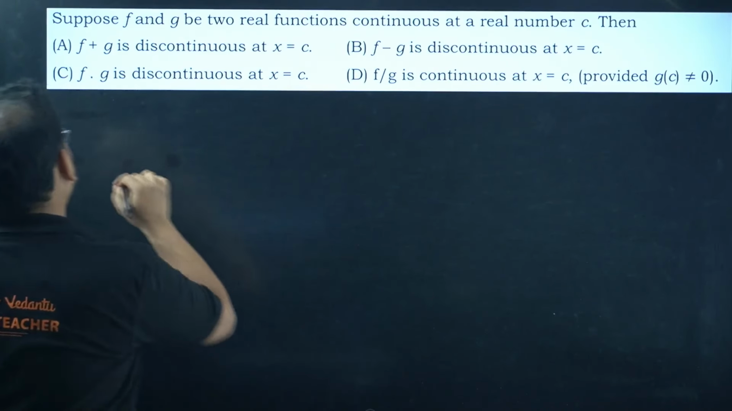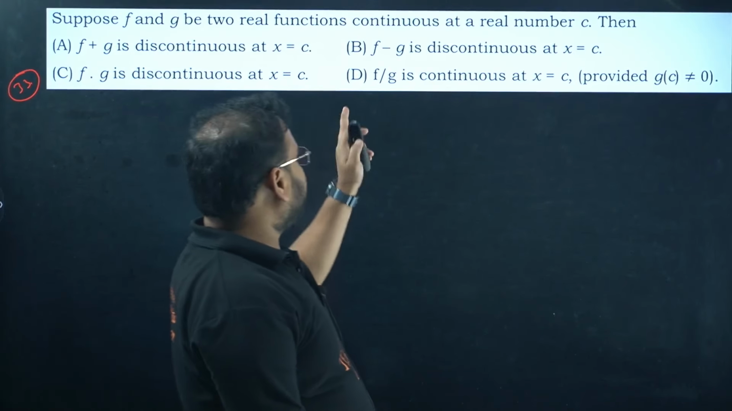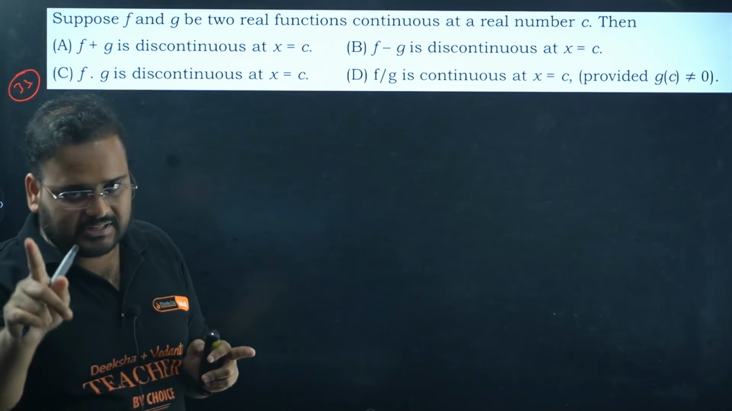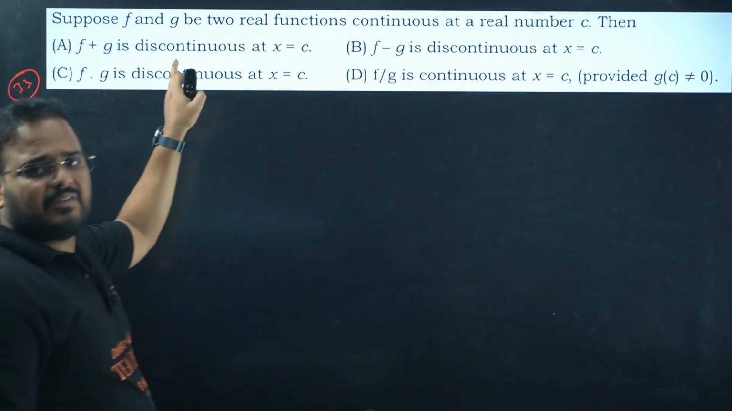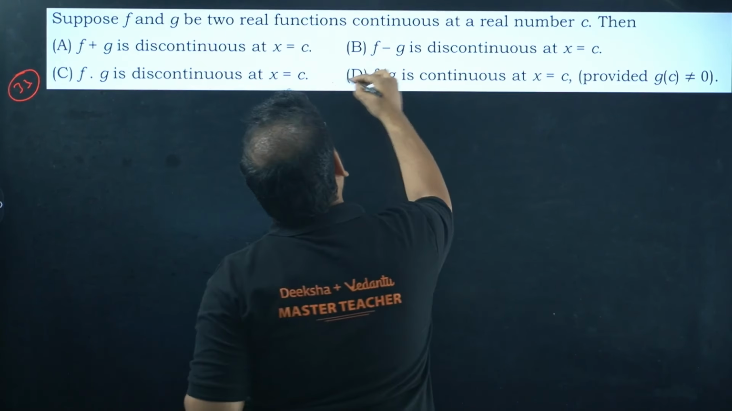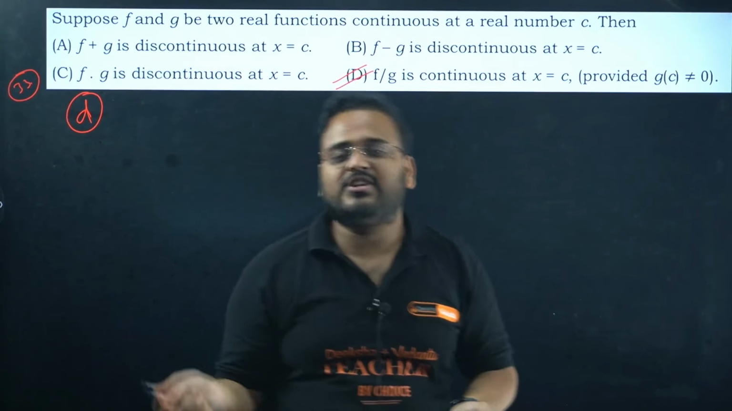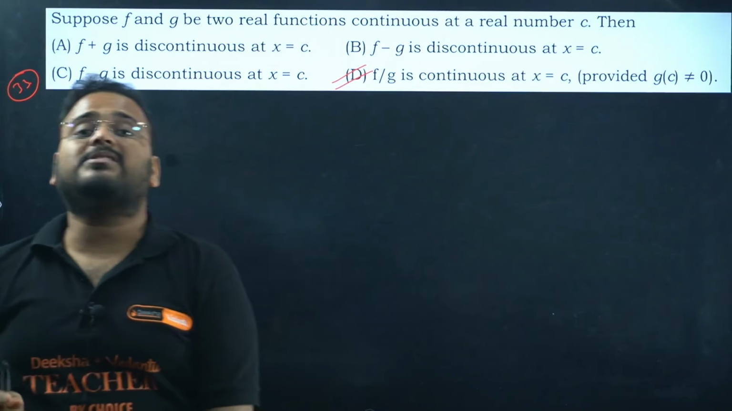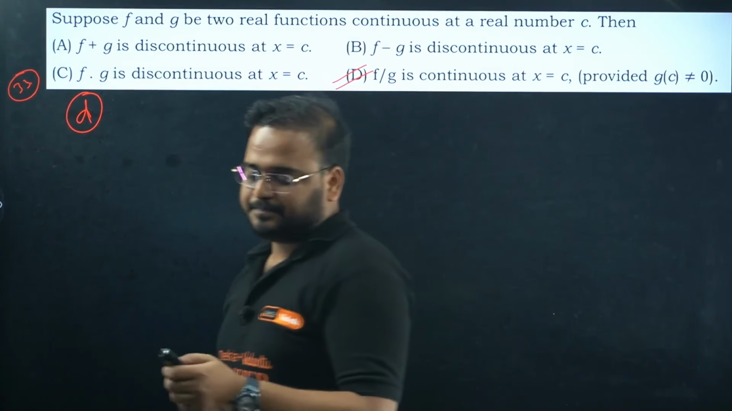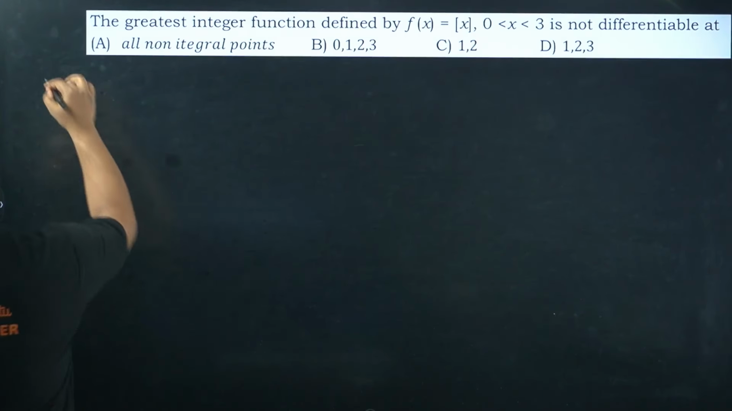Next one, 33. Suppose f and g be two real functions. This is simply algebra of continuity. Okay, if f and g are continuous at the point C, f plus g will be continuous. They have sent discontinuous, so ignore that. Discontinuous, ignore that. We have the correct statement as only option D, because f plus g, f minus g, f into g will all be continuous at the point C, given that f and g are continuous at the point C. Getting it? Yes? Alright. 34.